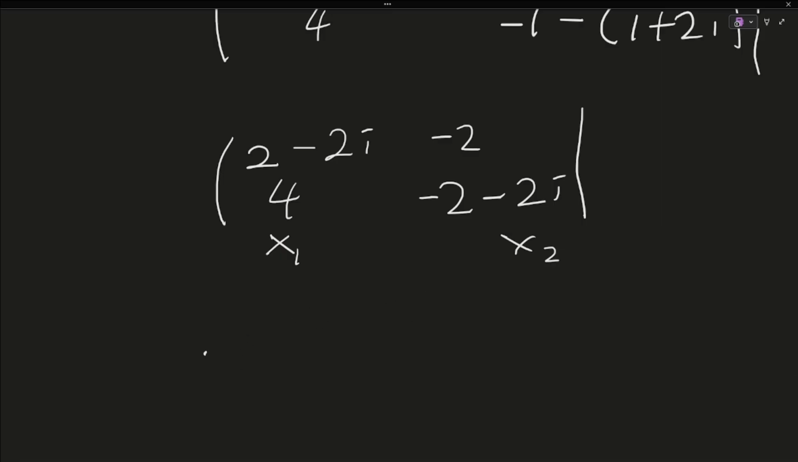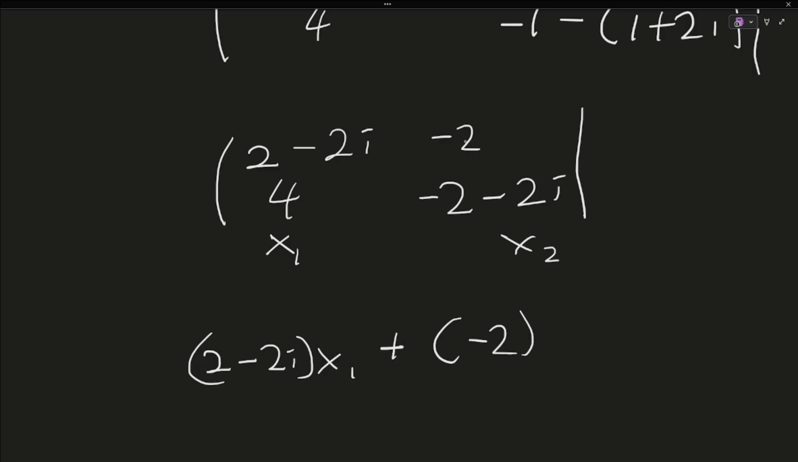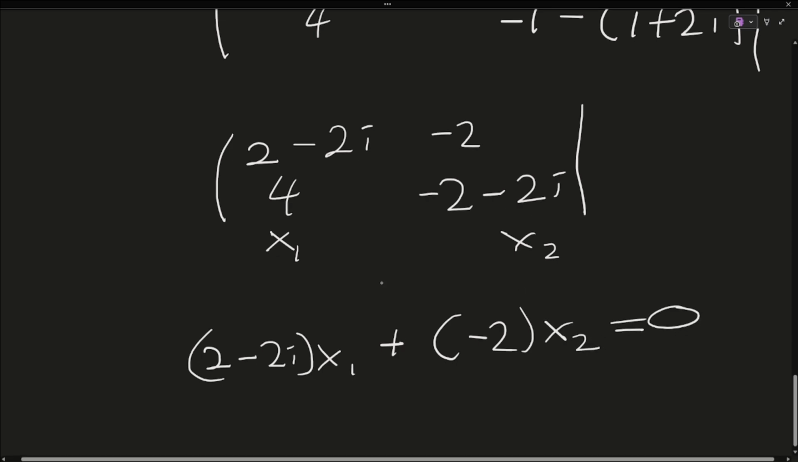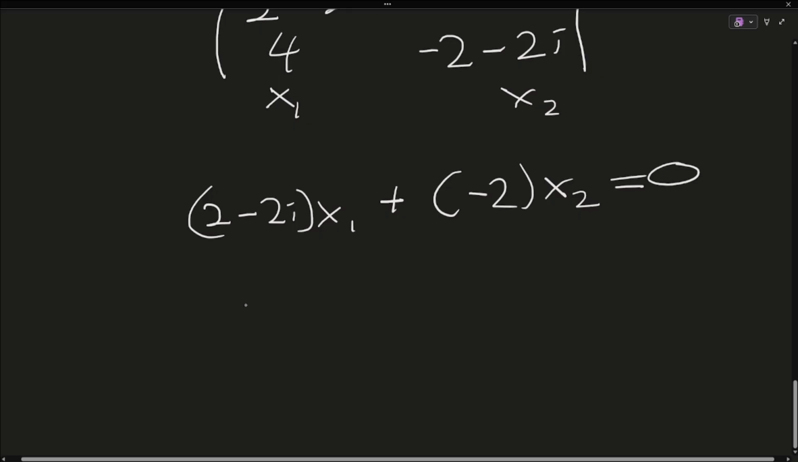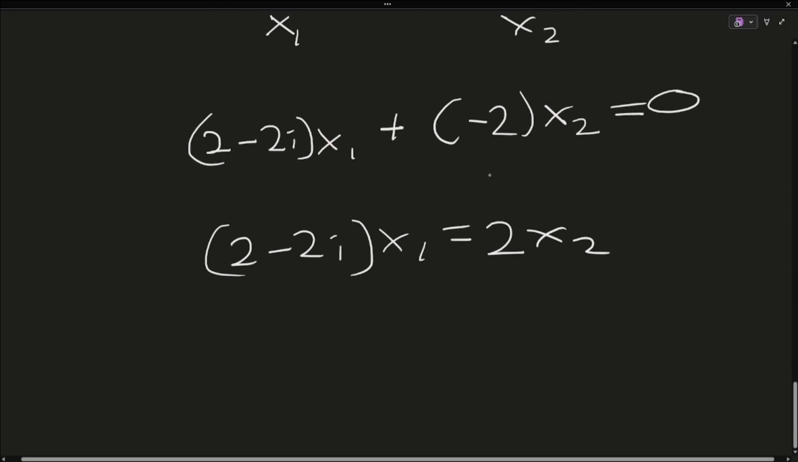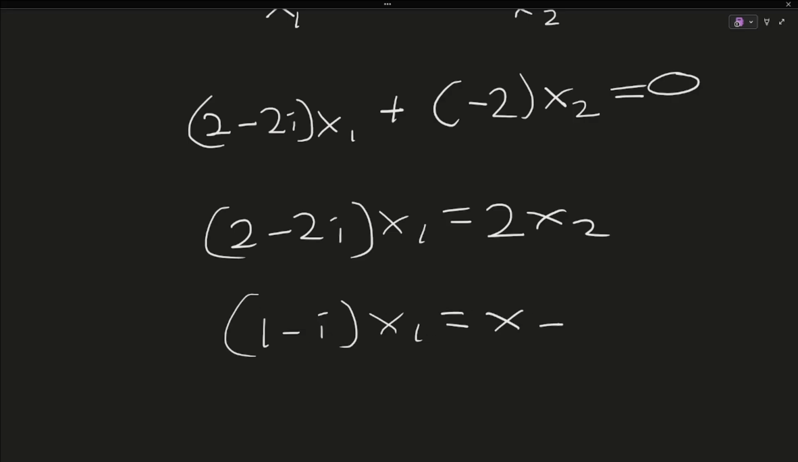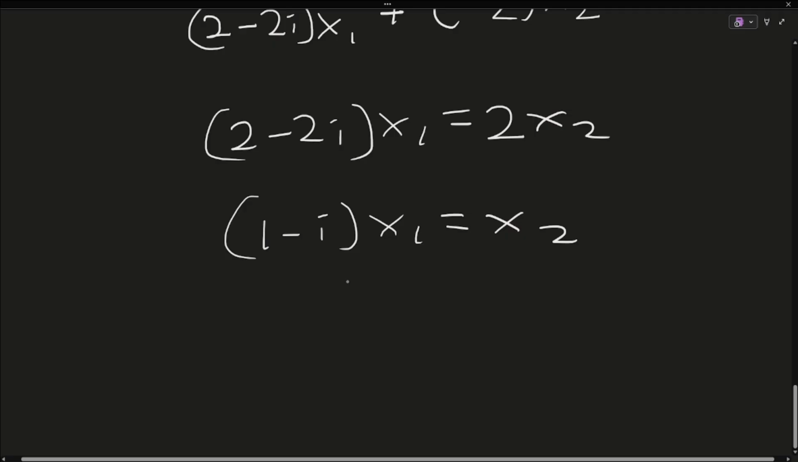So we're going to say that 2 minus 2i x1 plus negative 2 x2 equals 0. I'm taking this first equation from the first row. This is a very important step. So 2 minus 2i x1 equals 2x2. Let's solve x2 in terms of x1. So 1 minus i x1 equals x2. This is a very important step, guys.